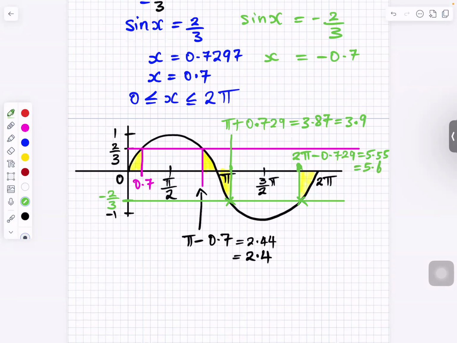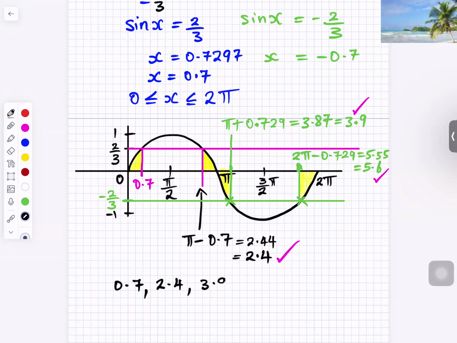So let's list the answers now at the bottom. The answers are 0.7. What's another answer? 2.4, and 3.9, and 5.6. So those are the four answers, showing it algebraically.